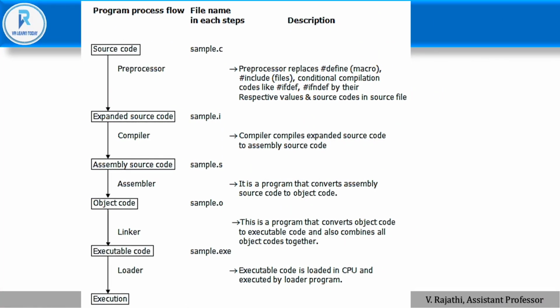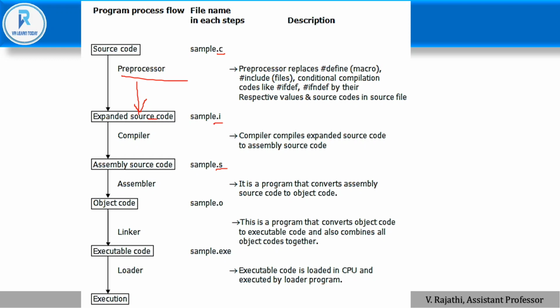This is the detailed one, showing how the program process flows. First step, source code. Here the preprocessor generates the expanded source code, so .c is converted to .i. After the compiler, the assembly code will be generated, which is in .s format.